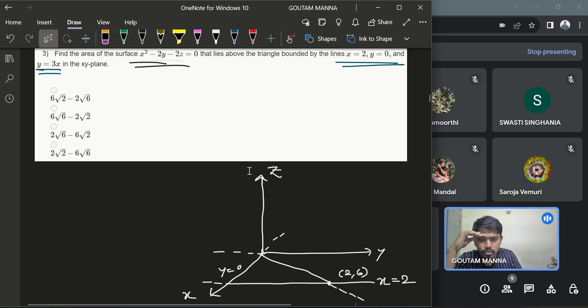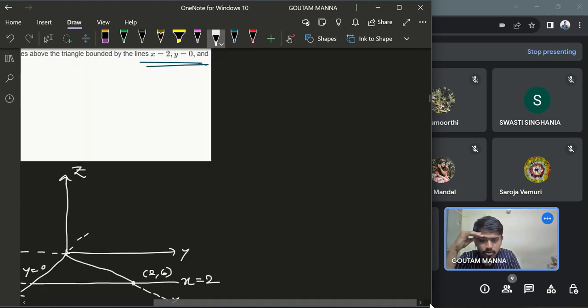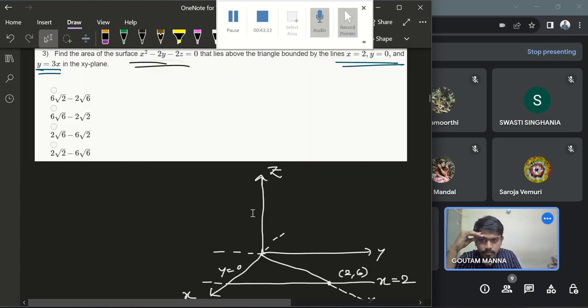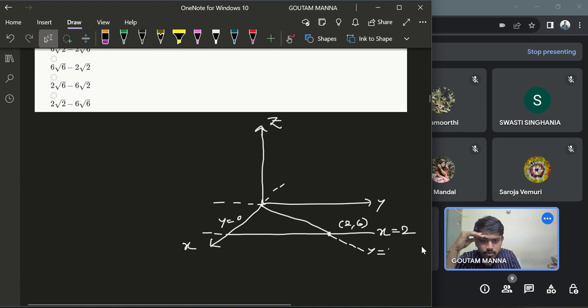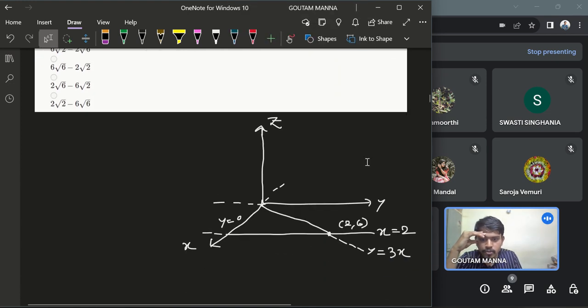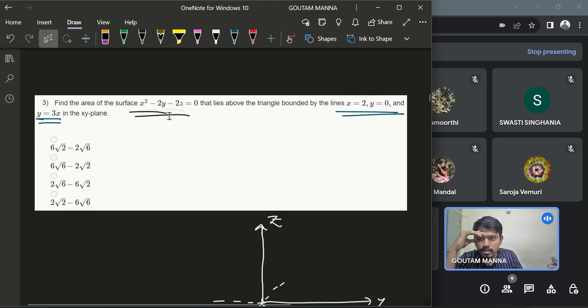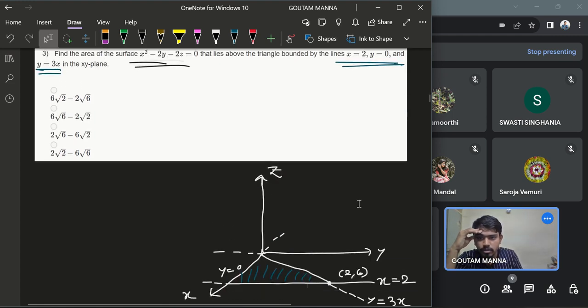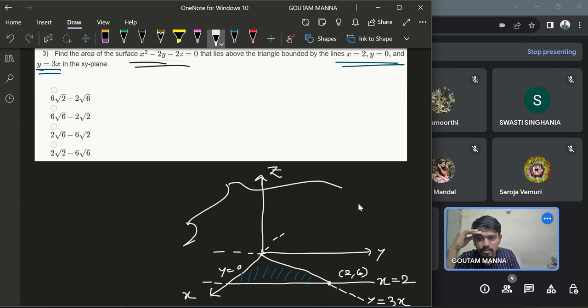So this will be the y equals 3x line. All these three lines, the area bounded by these three lines is this area, and this surface is some kind of complicated curved surface because it's not a linear equation in x, y, z. So this will be lying somewhere here, for example something like this.